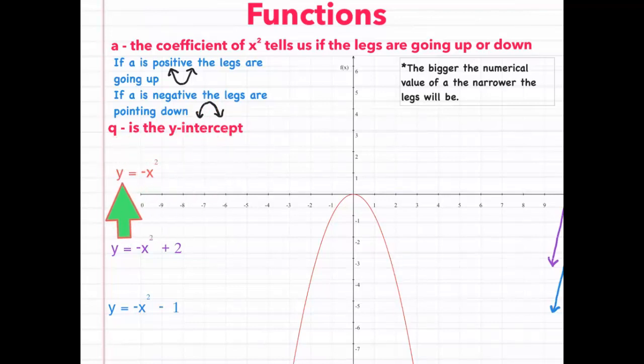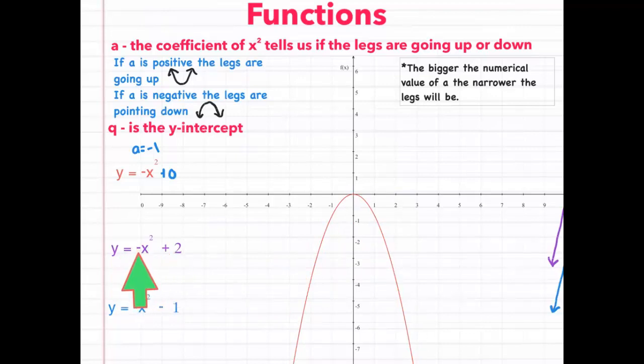So let's have a look at the normal function, the red one here. Okay, y equals minus x squared. So what is a? a is actually minus 1, right? Because minus 1 is the coefficient in front of the x squared. Now, when it is negative, the legs are pointing down. What is my q? It's plus 0. So where will this graph start? It starts on 0 and then the legs are pointing down. Okay, brilliant.